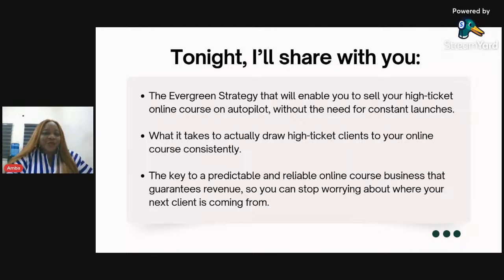So tonight I'm going to share with you 3 important things, right? Number one, the evergreen strategy that will enable you to sell your high ticket online course on autopilot without the need for constant launches. Now, think of all those times when you have to launch 3 times per year, or 4 or 5 or even 10. You launch, and when you finish, you launch another one. So you have to consistently be launching. That means if you don't launch, what happens? This is the issue we're talking about. All right.